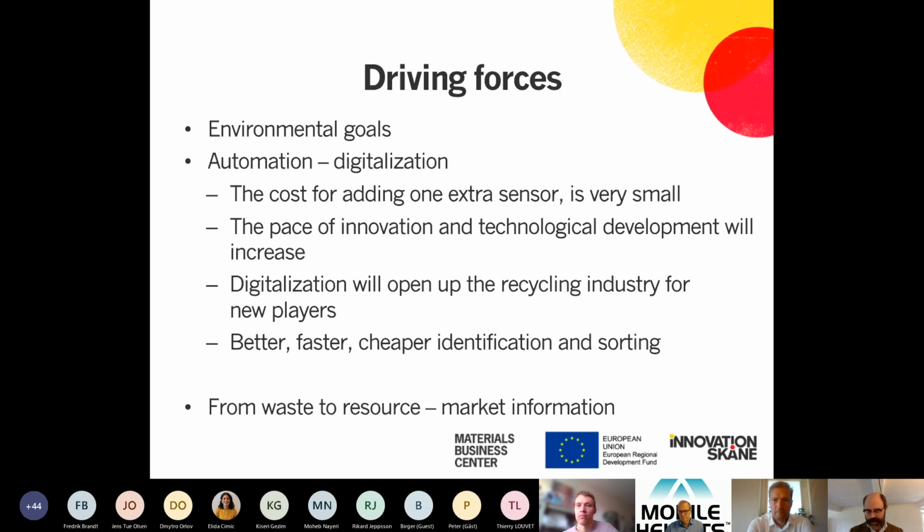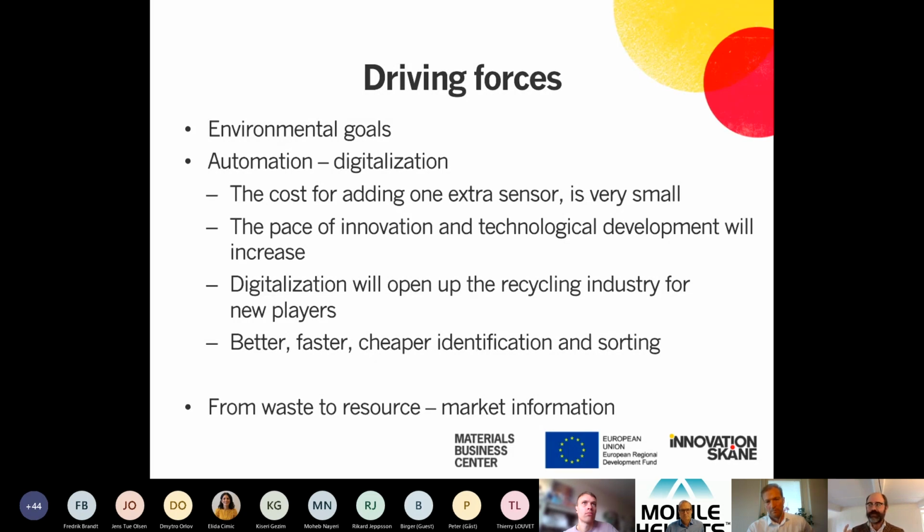So the driving forces that we see, why this is an interesting area at the moment. First off, we have the environmental goals, and not only as goals, but also as legislation, that we will increase the amounts we need to recycle, and therefore we need better sensors, we need better sorting. And then there is still a lot of manual sorting, even in Sweden. And if you think around the world, it's even more. But of course, we are seeing now that automation is happening, and that of course leads to digitalization.